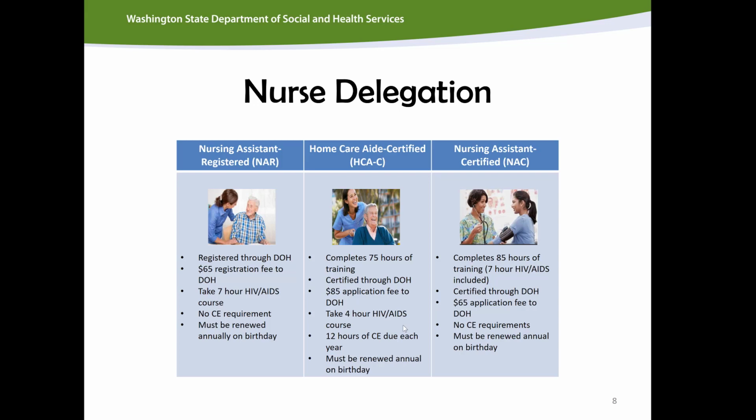Here are the 3 credentials for nurse delegation: a nursing assistant registered, home care aide certified, or a nursing assistant certified. Nursing assistant registered does not have any requirements for education prior to obtaining their credential. Home care aide certified is required to complete 75 hours of training, and nursing assistant certified is required to complete 85 hours of training.